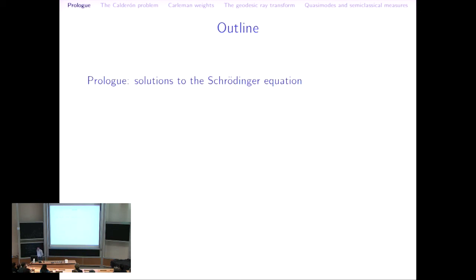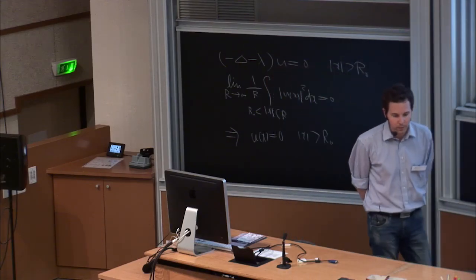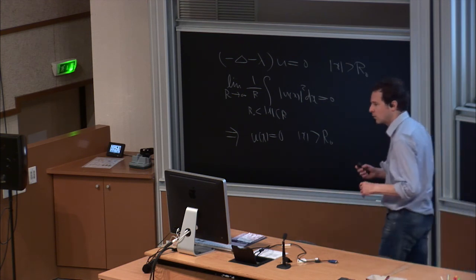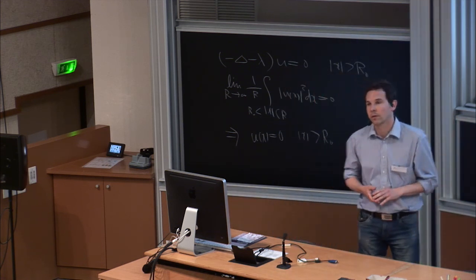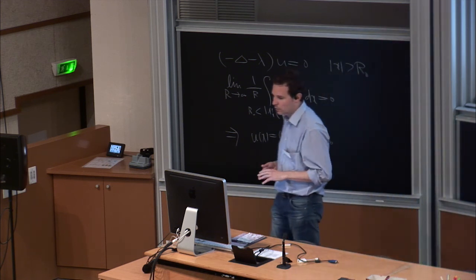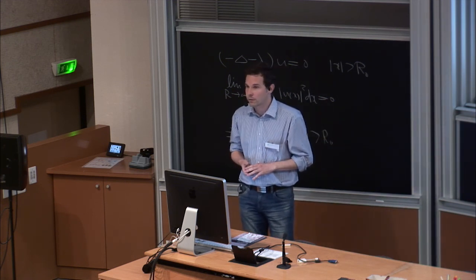So I will start with a sort of prologue in the Euclidean setting. I will explain one way of constructing solutions to the Schrödinger equation. And this is actually helpful for the Calderon problem in the Euclidean setting with partial data. So there has been some interaction between the geometric problem and the problem with partial data. As a prologue, I will do a very short construction which will show some of the features of what will happen in the geometric setting.